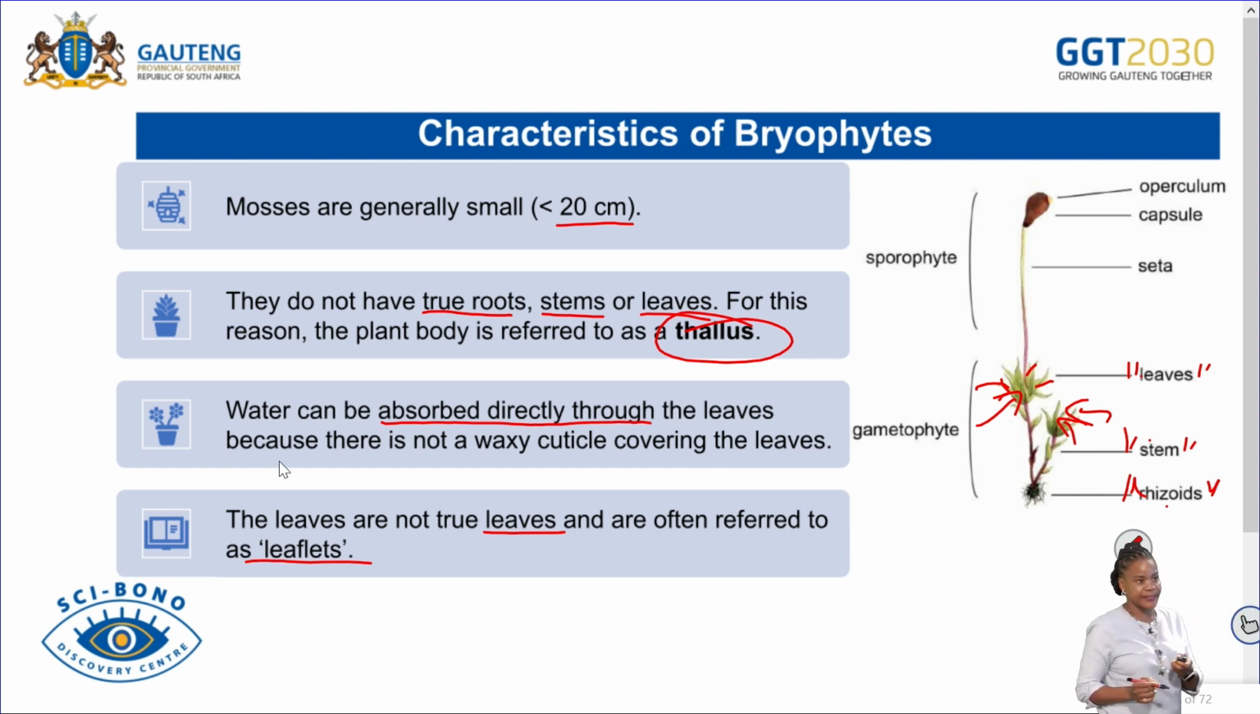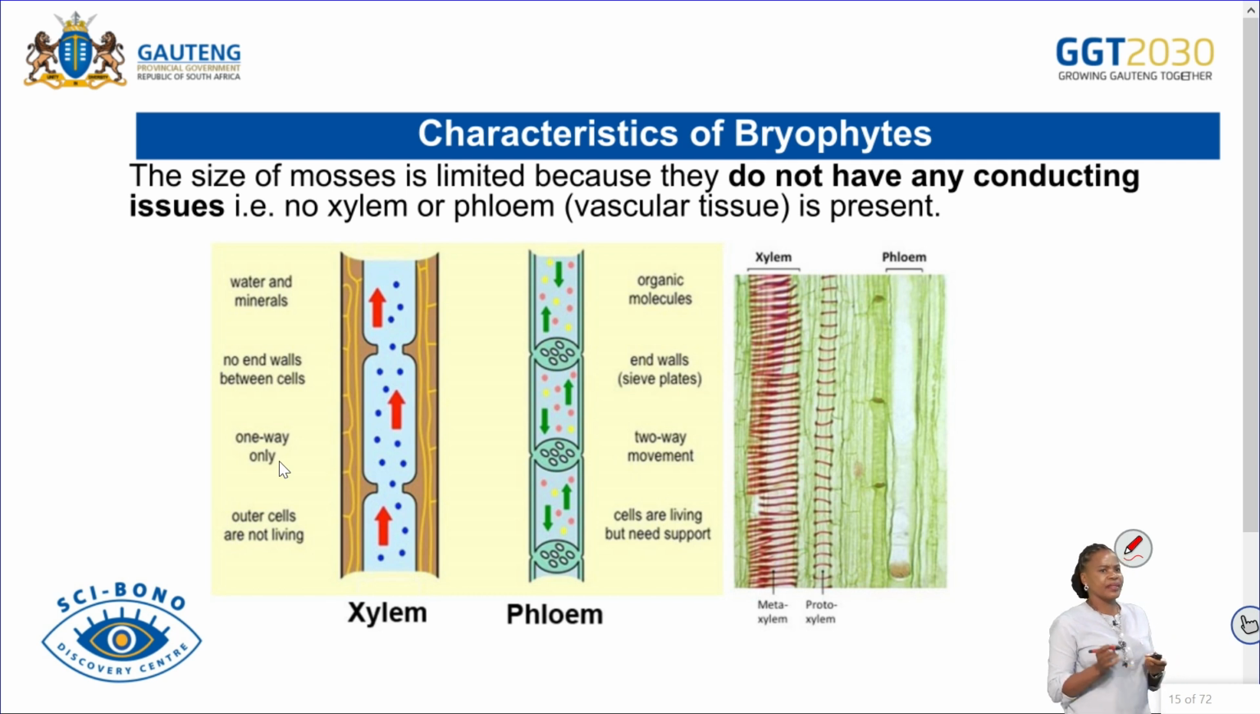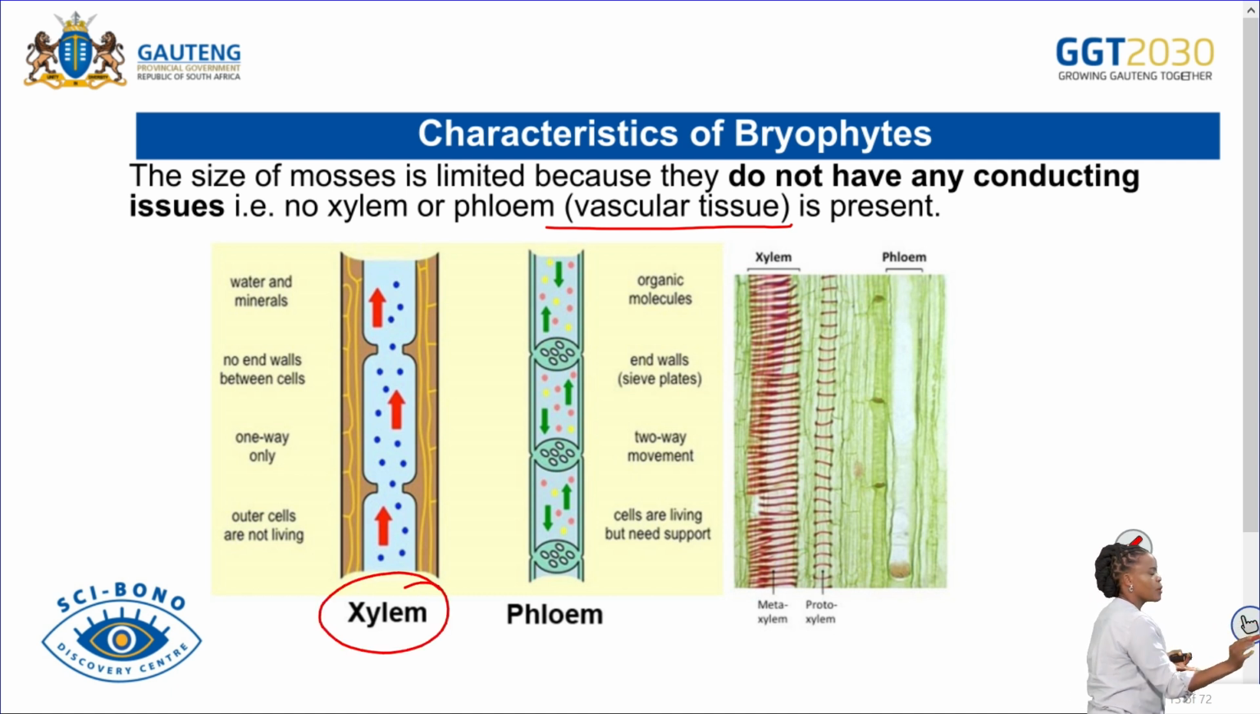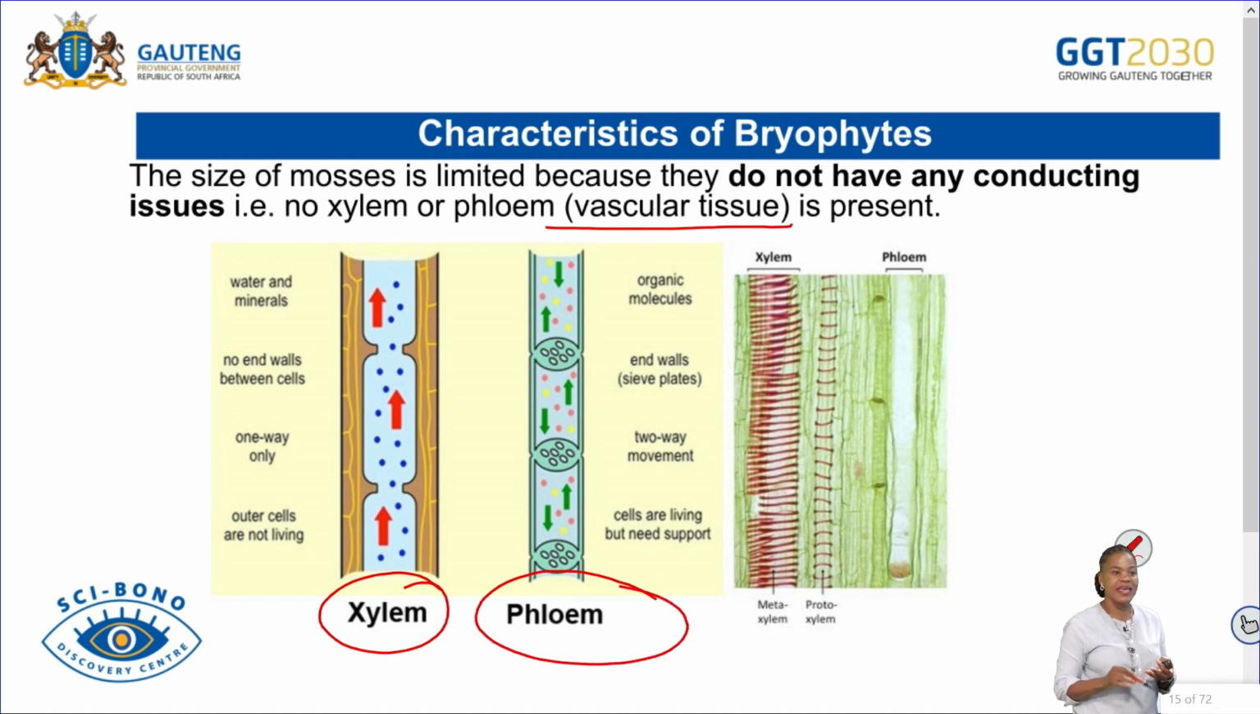So this is the full structure of what? Of a moss plant. Now, the other characteristic is that mosses do not have what? They do not have the vascular tissues. In other words, the vascular tissues are not present in mosses. It means that they do not have xylem. They do not even have what? Phloem. In other words, they do not have these two conductive tissues. So that's why they are referred to as what? As non-vascular plants, because the xylem and phloem are not present.